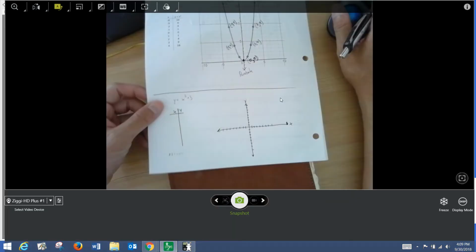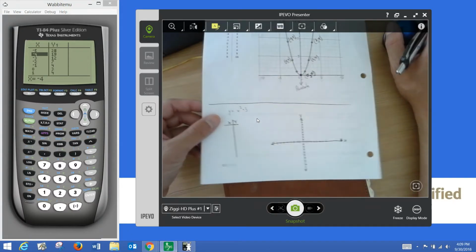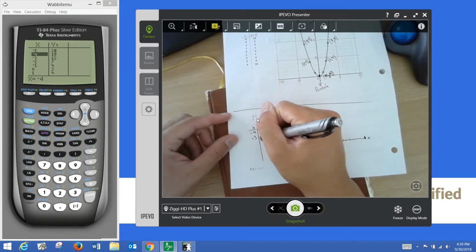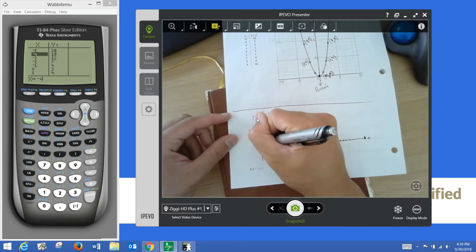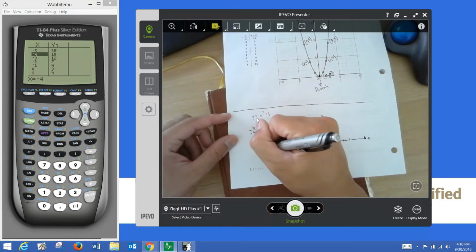So let's expand this really quick. Oh, nope, I need to see that. I don't know if you can see, but I'm going to copy it down. So that's -4, 19, -3, 12, -2, 7, -1 is 4, 0 is 3.